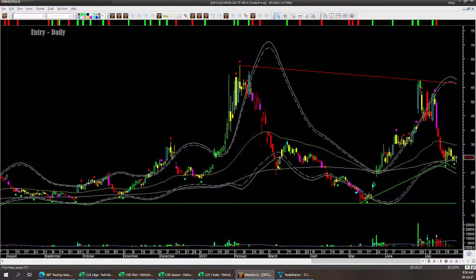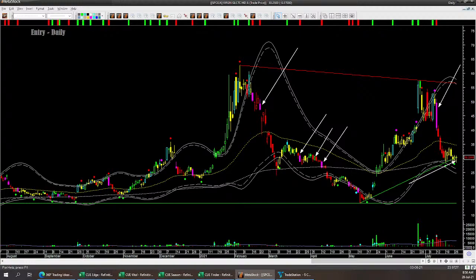SPCE, Virgin Galactic. We could try to take a go with flow short setup on this day, and certainly on this day. Also on this day, this day, this day. All these were valid go with flow short setups, trend following short setups, and all of them gave significant profit.